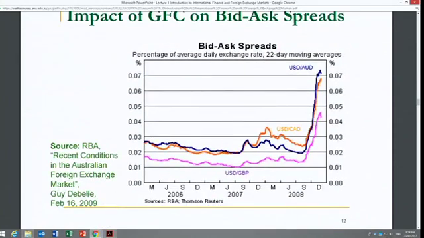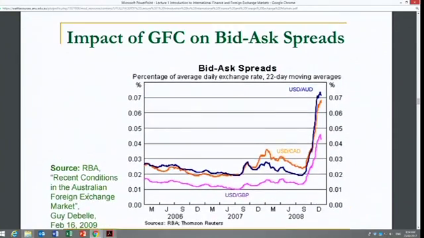Okay, now this is about the impact of the GFC on the bid-ask spreads. Now, given that we have less than 1 minute left, what I would like to suggest is that we'll defer the discussion of this slide to next Tuesday. Okay, so we'll continue next Tuesday to look at the impact of the GFC on the bid-ask spreads.